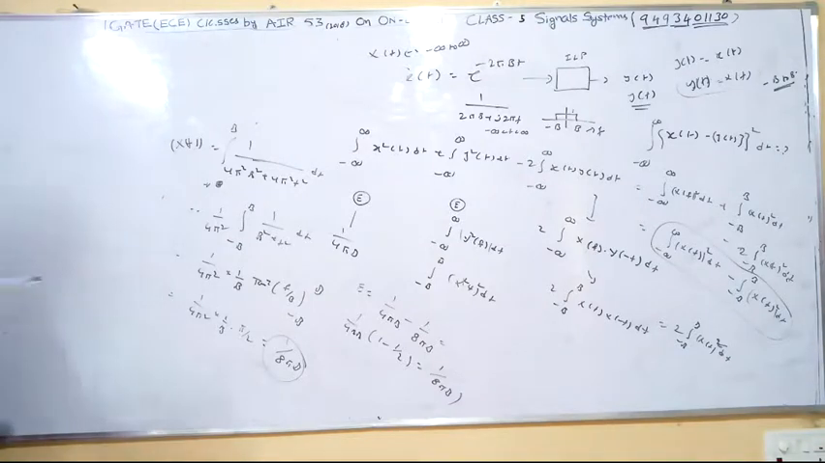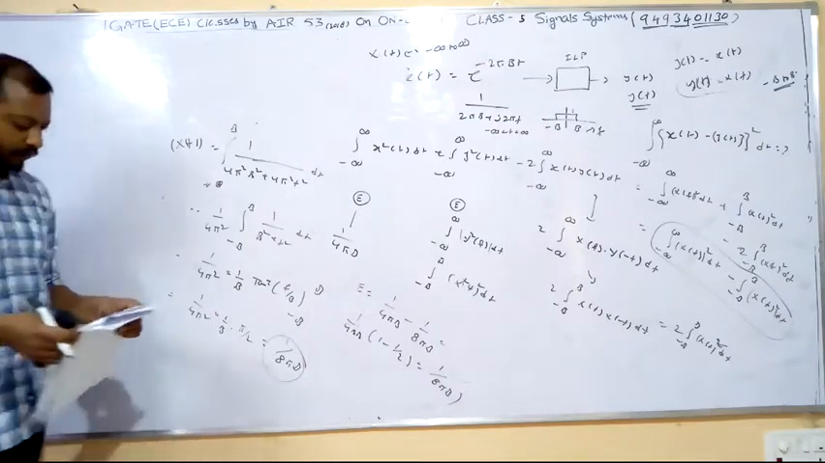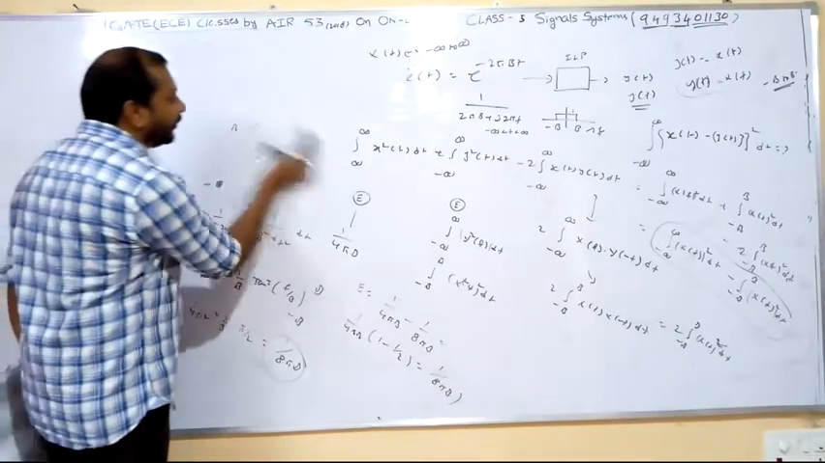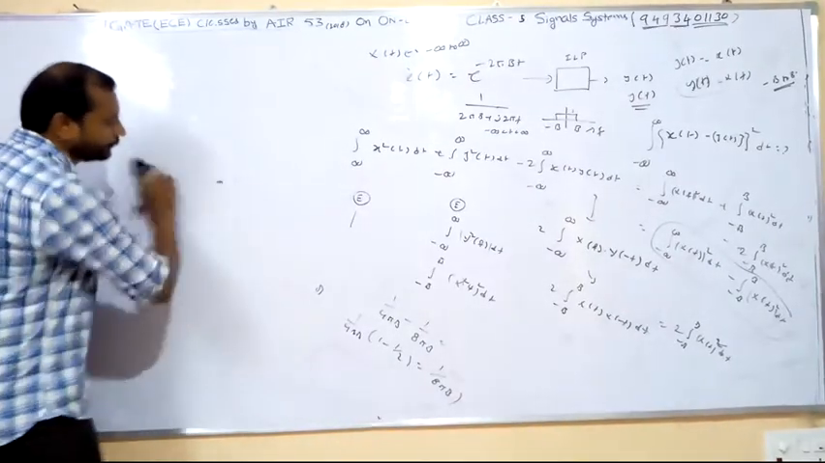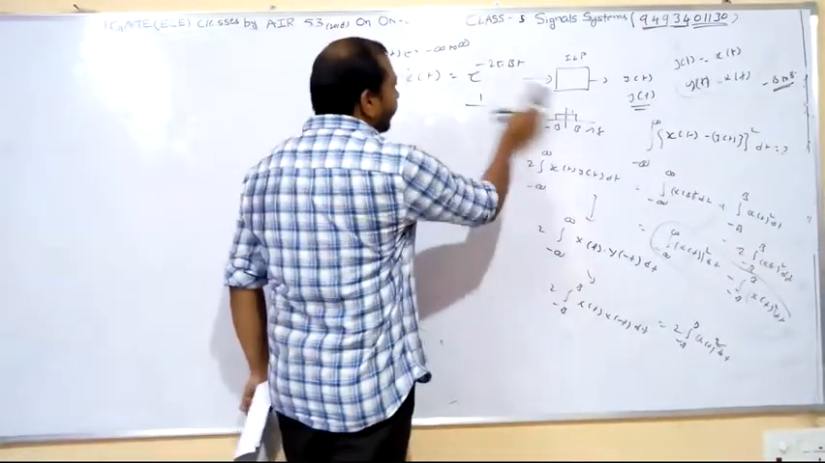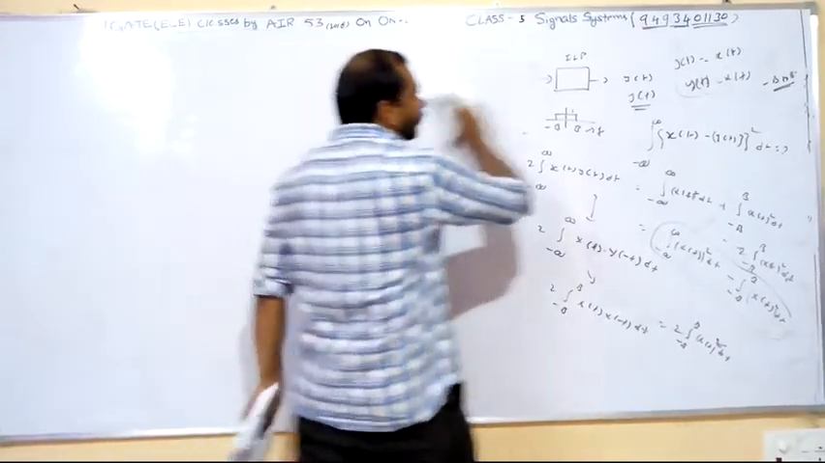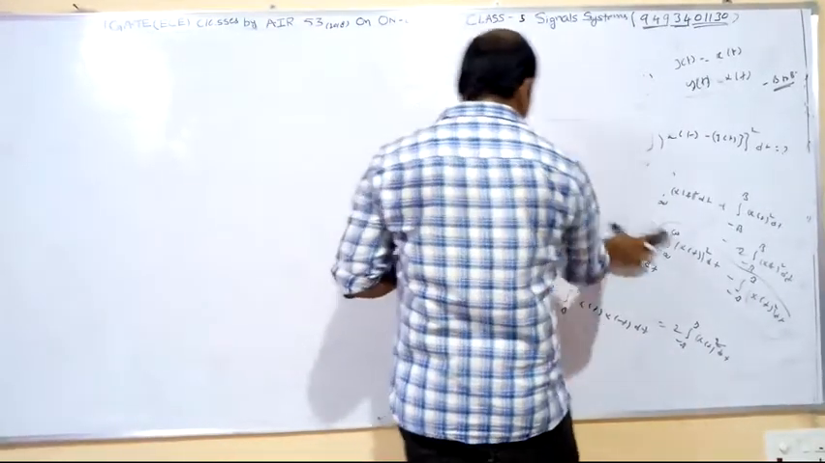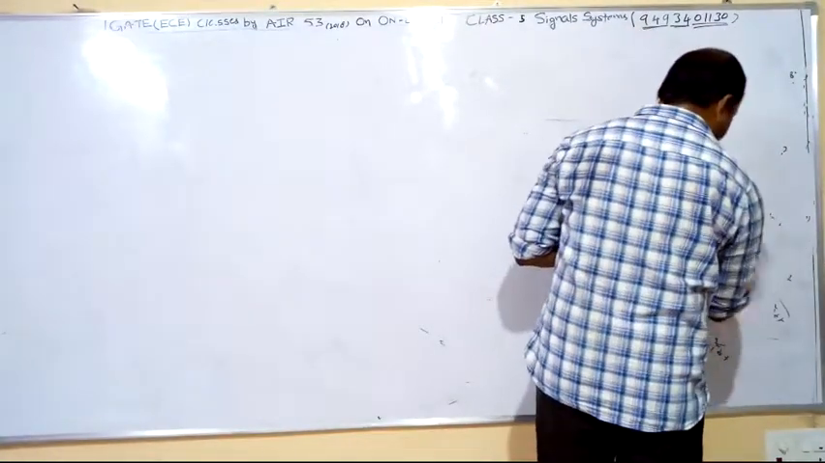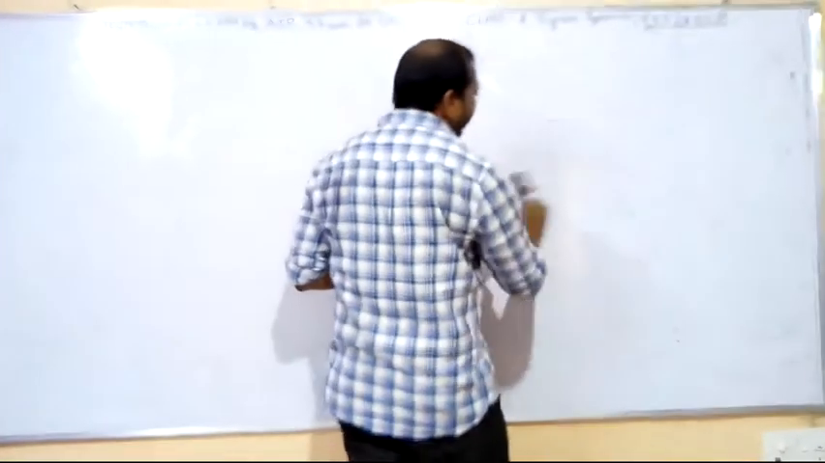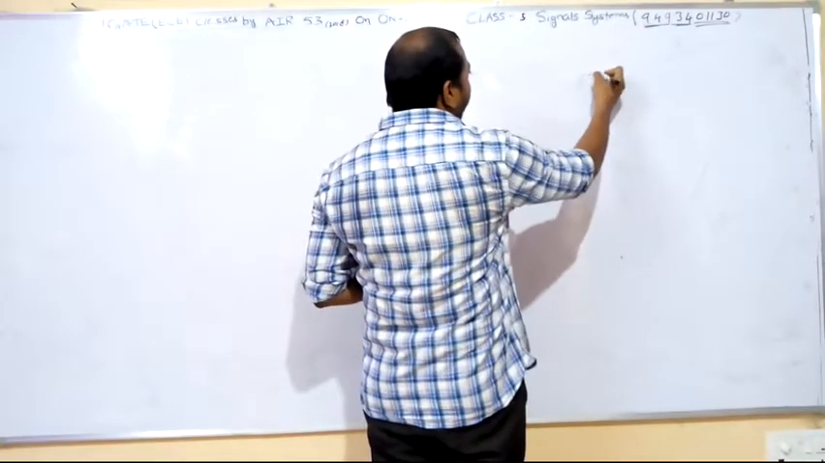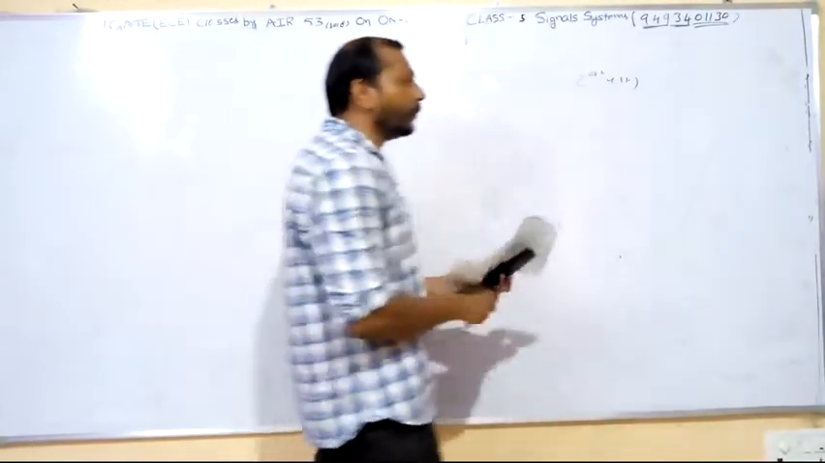Next one, consider a signal e to the power minus a t u of t. Consider the signal e to the power minus a t u of t given as an input to the low pass filter, not an ideal low pass filter but a practical low pass filter we can treat. e to the power minus a t u of t is given as an input to the low pass filter.